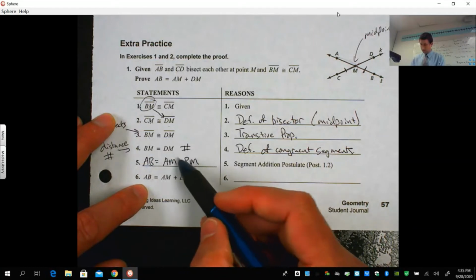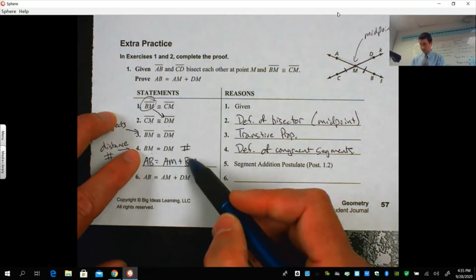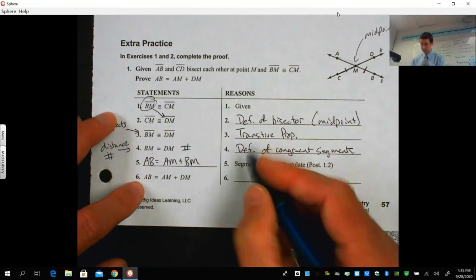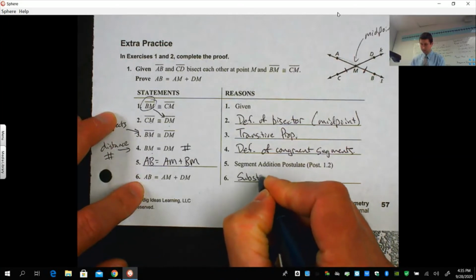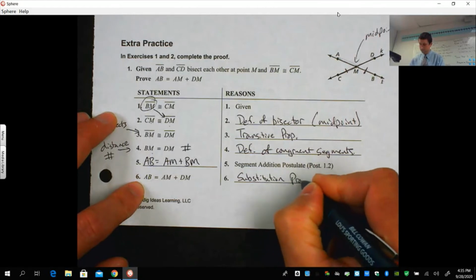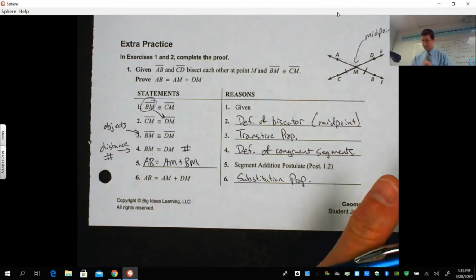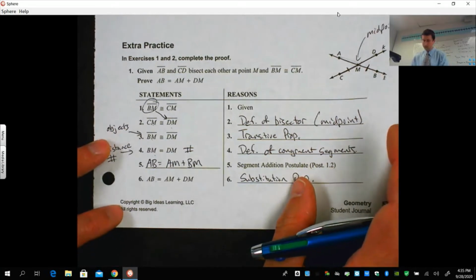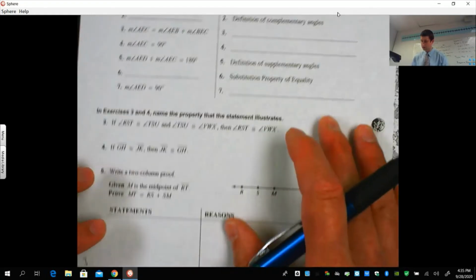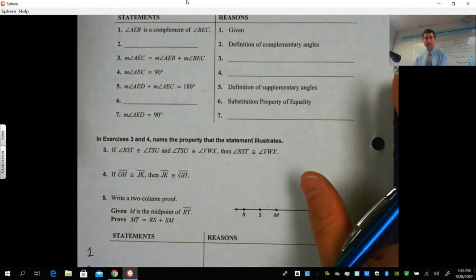So if BM equals DM, we can substitute BM with DM. This would be more what the substitution is. So I'm going to call this one the substitution property. Transitive doesn't work as well here. That'd be a substitution property. Okay? So always ask yourself what's changed, what's different, what properties do we have? Look at your charts, look back in the lesson, what property, how can we explain this?